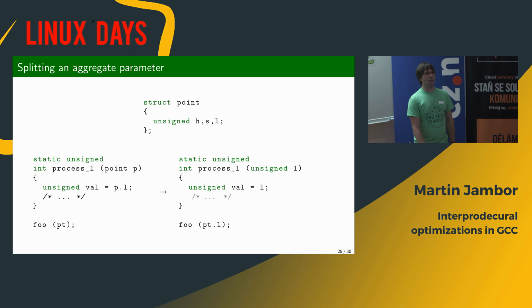Similarly, I'm slowly running out of time, so very quickly, in simple cases, GCC can change big arguments into smaller ones if only small bits are necessary. So if only PL from a bigger structure P is necessary, the load of PL can be moved to the caller, and function process L only gets an unsigned L.